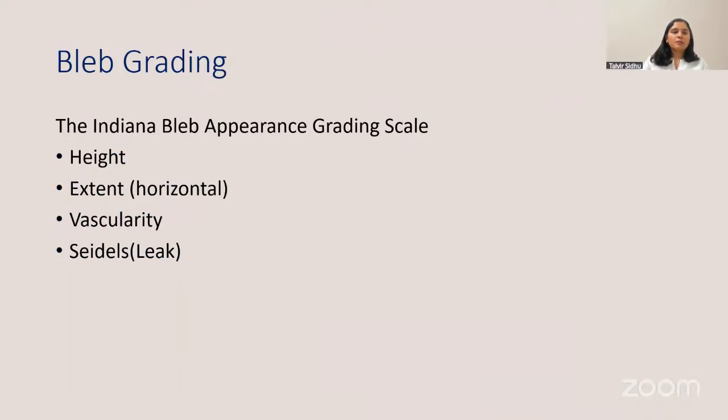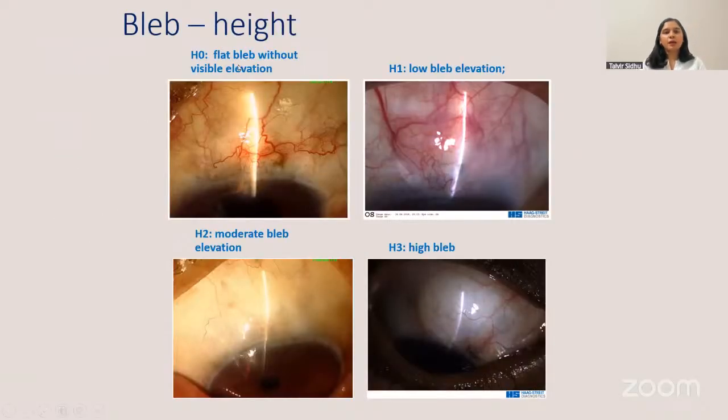So the Indiana bleb grading scale is usually used. When you look at the height of the bleb, it ranges from H0 to H3. H0 is that there is a flat bleb. If there is low elevation, it is H1. If there is moderate bleb elevation, it is H2. If it is a high bleb elevation, it is H3.